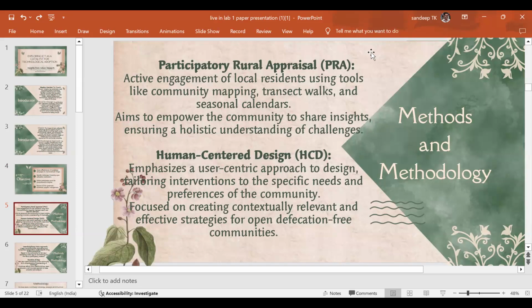Human-centered design, HCD, emphasizes a user-centric approach to design, tailoring interventions to the specific needs and preferences of the community, focused on creating contextually relevant and effective strategies for open defecation-free communities.